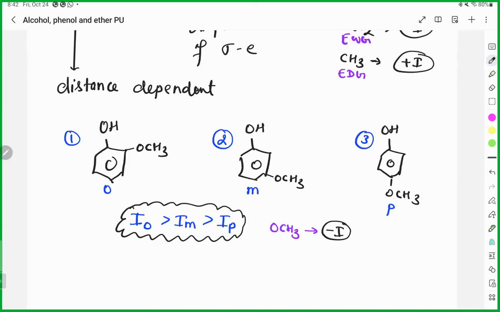So it means where you will have maximum minus I impact, ortho, meta or para, Chinmay? Sir, meta. Ortho. Ortho, yeah. You have this sequence on the screen, right? Yeah, sir. Now you tell me, out of these three molecules, if you just consider inductive effect, we don't know what resonance is, where you will see maximum acidic character.